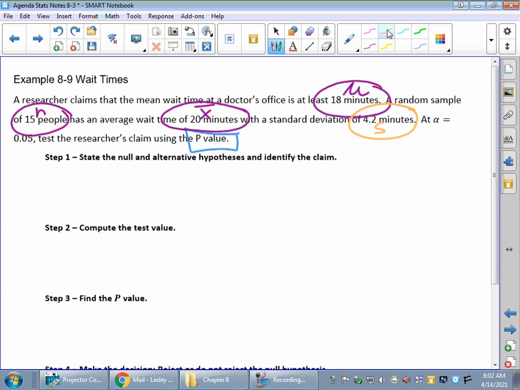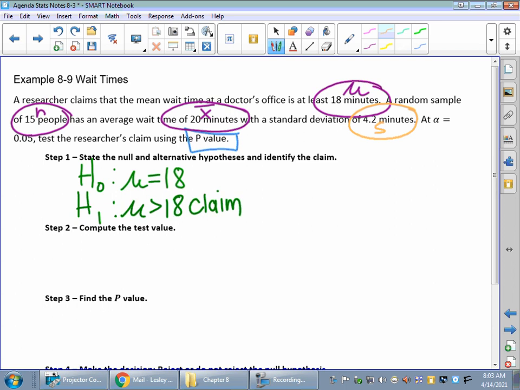All right, so null and alternative hypotheses. So null hypothesis is always our equality. So mu is equal to 18. I labeled stuff as I went. I hope I didn't rush you. It does say that the researcher is claiming that the mean wait time is at least 18 minutes. So that's got to be greater than 18 minutes, and that's our claim, right? So you have to read to find that claim.